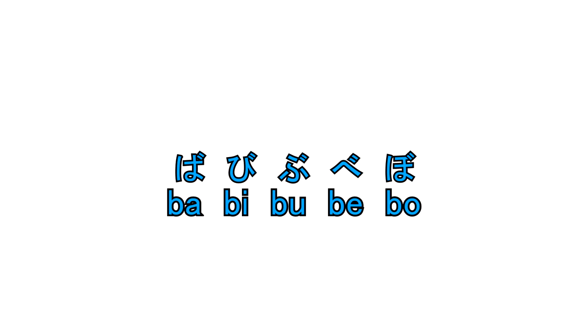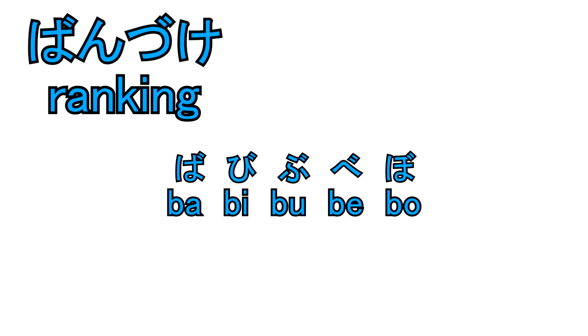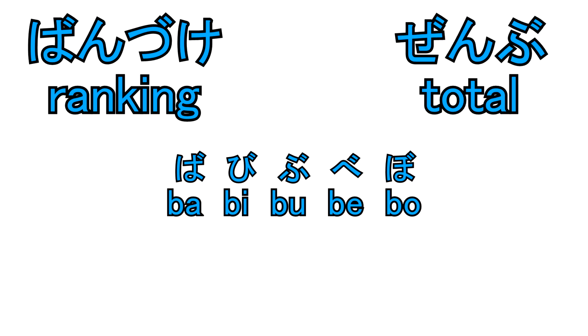The last example of dakuten is when you add it to the H column characters, you'll create ba, bi, bu, be, and bo. Here is banzuke, which means ranking. This zu is actually totally different than the S column. It's the one from the T column. I will explain why when we start learning kanji. And the other one is zenbu, which means total.